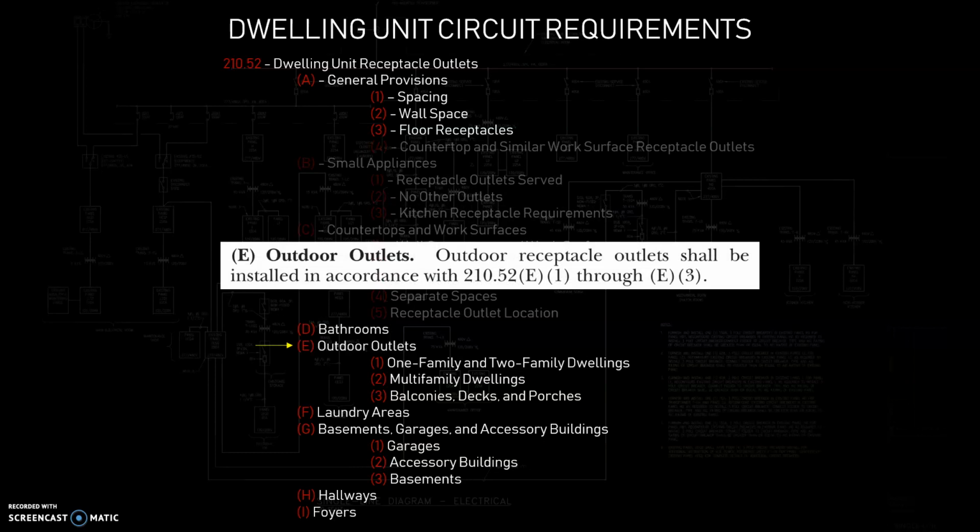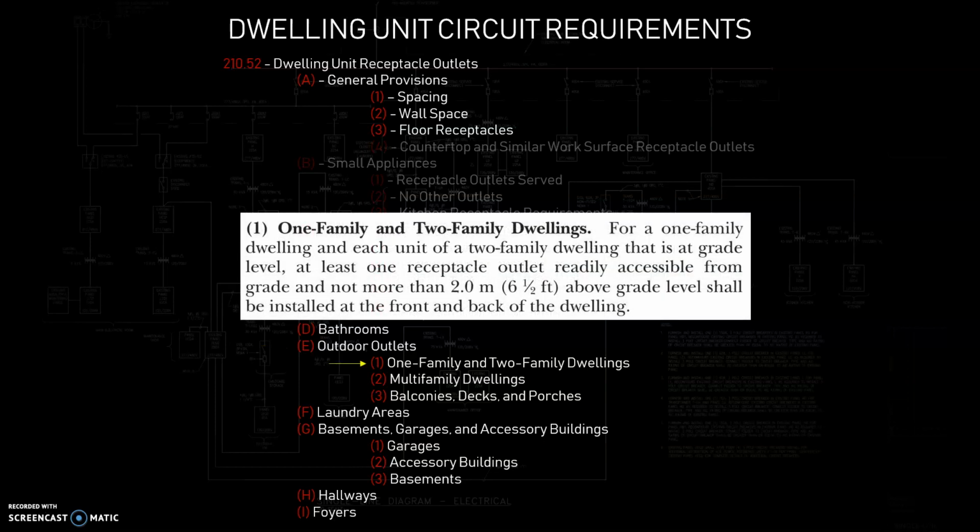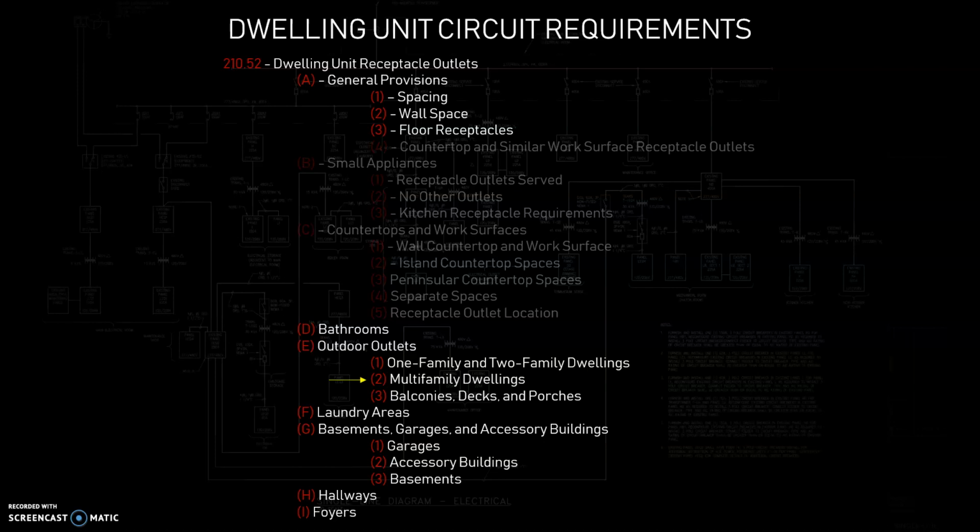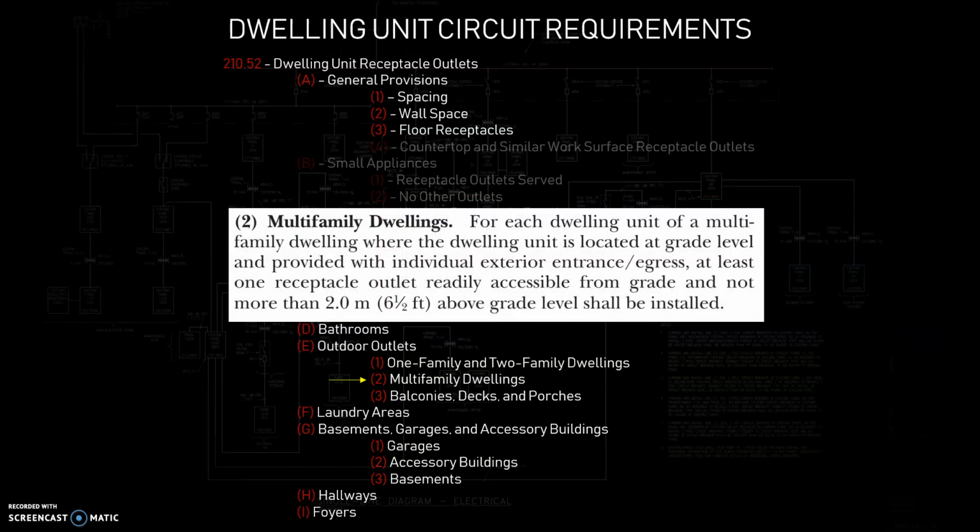Outdoor outlets gets a few more little breakdowns here. We have to basically abide by 1, 2, and 3 below. So for a 1 and 2 family dwelling, each unit of the 2 family dwelling that is at grade level, at least one receptacle shall be readily accessible and not more than 6.5 feet above grade. Okay, for a multi-family dwelling, for each dwelling unit located at grade level and provided with individual exterior egress, at least one receptacle outlet readily accessible from grade and not more than 6.5. So again, pretty similar to your first one there.